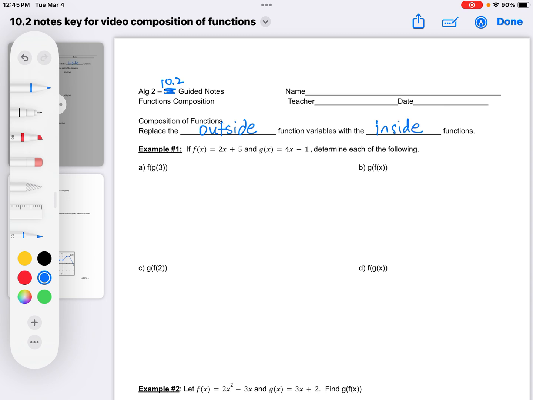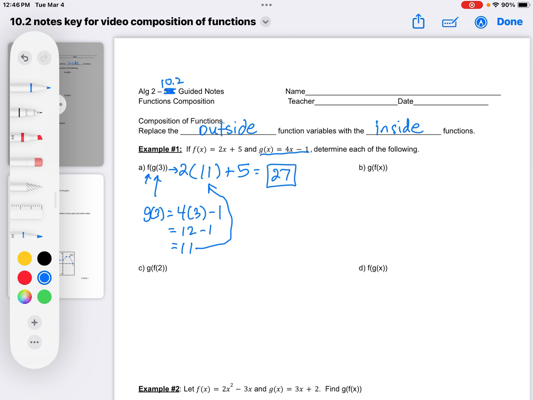If I'm looking at example A, first I look at what my outside function is, which is f. That means I'm going to have 2 times something plus 5. But that something depends on what g of 3 is. g of 3 means I take my g of x function and replace the x with 3. 4 times 3 is 12, take away 1, we get 11. That 11 is what I'm going to put into my f function. 2 times 11 is 22, plus 5 more gives me 27. That's my answer.